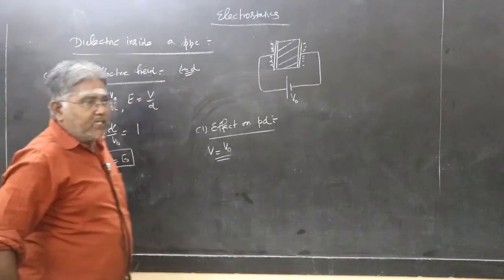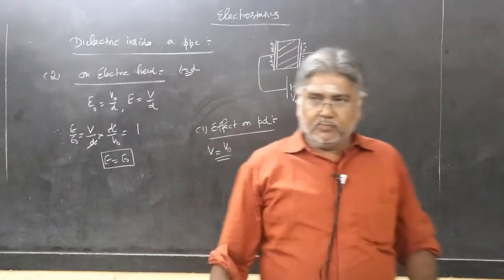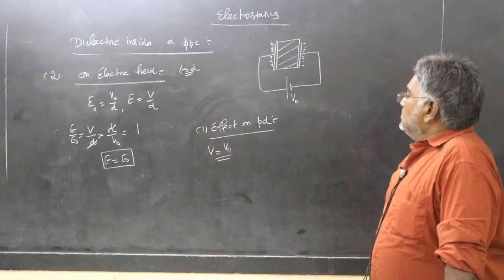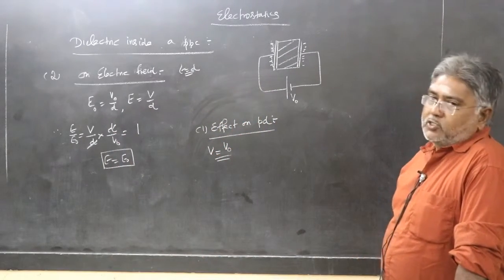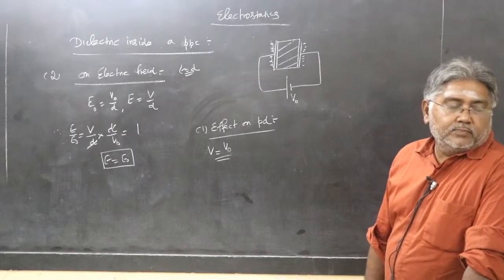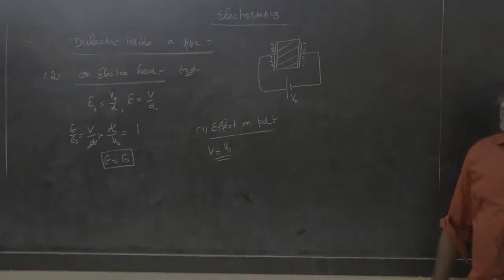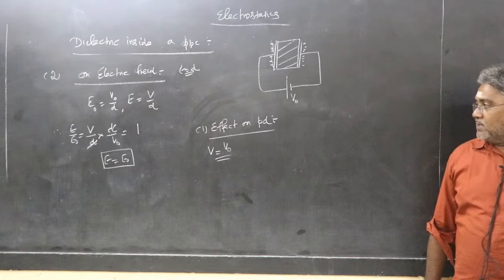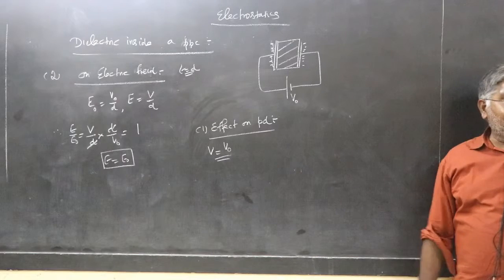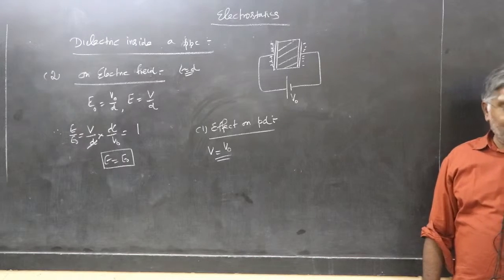Electric field should remain the same. That is, there is no change in the electric field. V is equal to V0 and E is equal to E0, there is no change in the electric field.